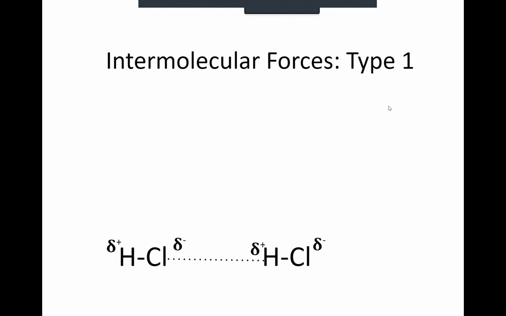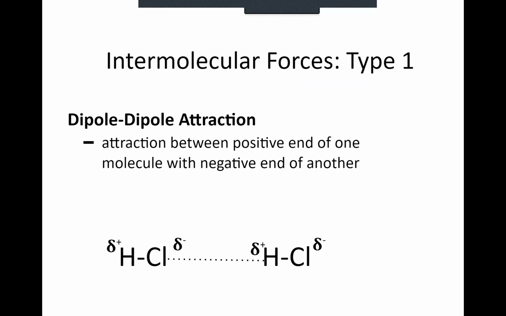Let's talk about 3 types of intermolecular forces. The first one is called dipole-dipole attraction. This consists of an attraction between the positive end of one molecule and the negative end of another. Take a look at the 2 hydrochloric acid molecules pictured here. The squiggle positive around the hydrogen indicates partial positive charge. The squiggle negative near the chlorine indicates partial negative charge. By the way, the squiggles are the Greek letter delta in lowercase form. It's what chemists use to indicate partial charge.